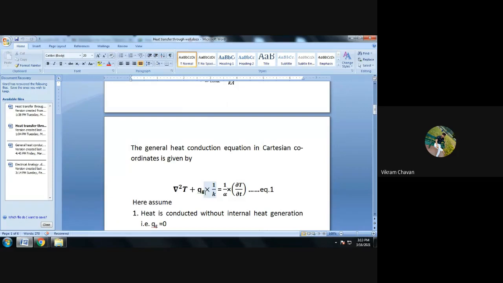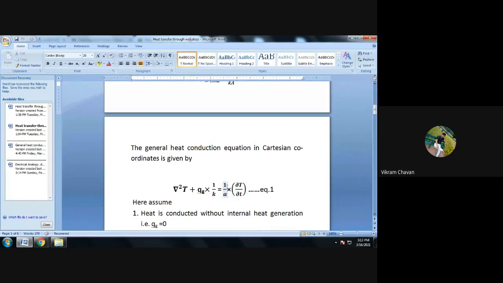Q suffix G is the heat generation per unit volume per unit time. K is the thermal conductivity of the material, and 1 upon alpha is the reciprocal of thermal diffusivity, where alpha is nothing but the thermal diffusivity. And partial T divided by partial t is nothing but the change in temperature with respect to change in time.